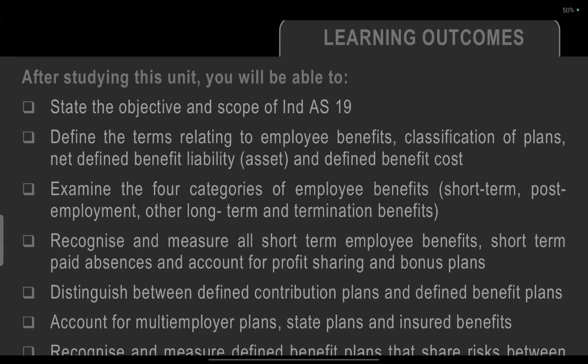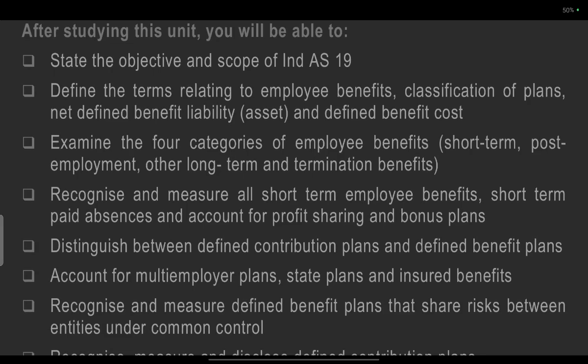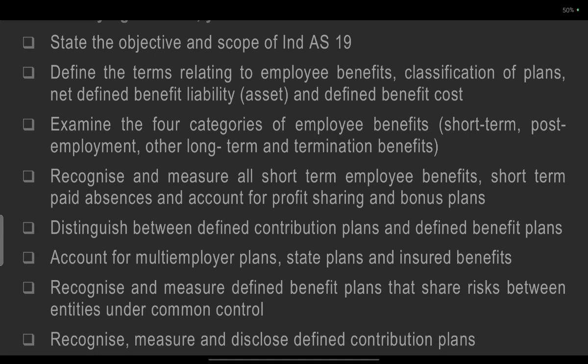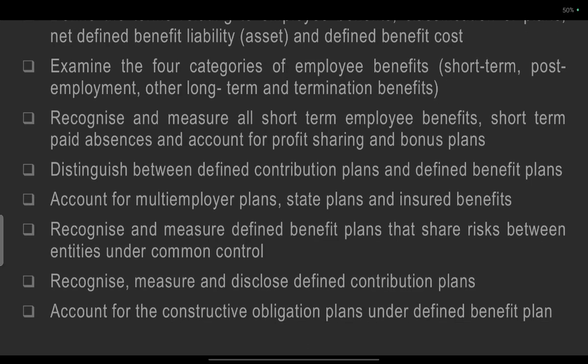Learning outcomes. State the objective and scope of Ind AS 19. Define the terms related to employee benefits, classification of plans, net defined benefit liabilities, and defined benefit cost. Examine the four categories of employee benefits: short-term, post-employment, other long-term, and termination benefits.